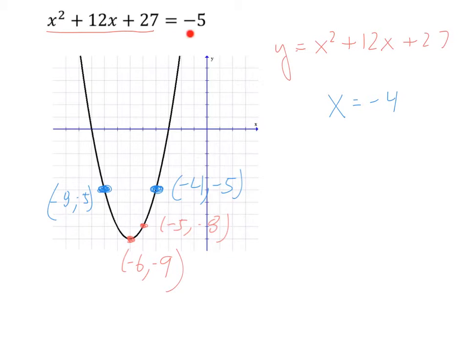So that means this equation has 2 answers. If x is -4, this will be equal to -5, and if x is -8, this will be equal to -5. 2 answers. X equals -4, x is equal to -8. And so the idea is, if you have a graph, you can really easily see when this parabola will have a y value of -5. When will this expression, x squared plus 12x plus 27, equal -5, using the points on the graph.